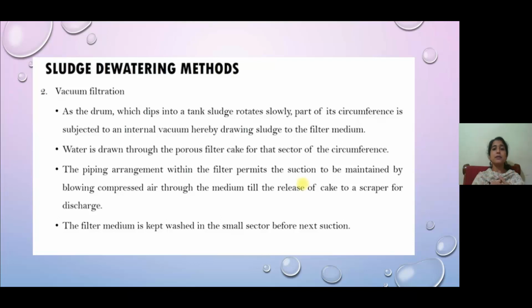As the drum dips into the sludge tank and rotates slowly, part of its circumference is subjected to an internal vacuum, thereby drawing sludge to the filter medium. The water is drawn through the porous filter cake for that sector of the circumference. The piping arrangement within the filter permits the suction to be maintained, and then compressed air is blown through the medium to release the cake to the scraper for discharge. The filter medium is kept washed in a small sector before the next suction.